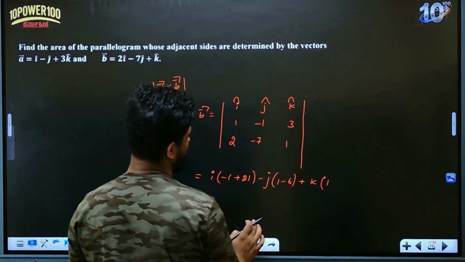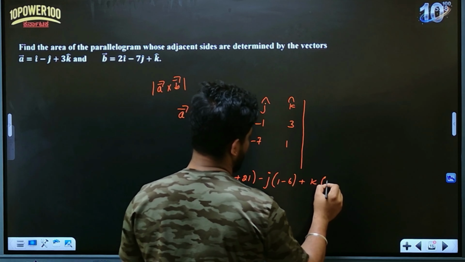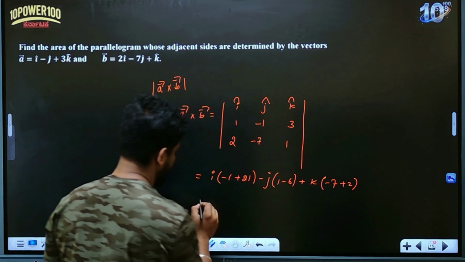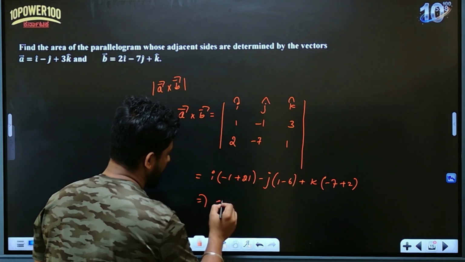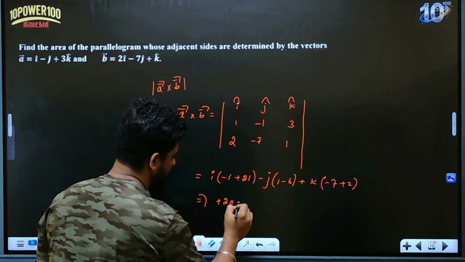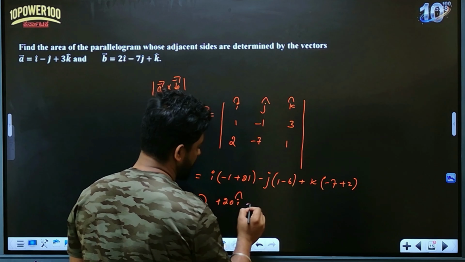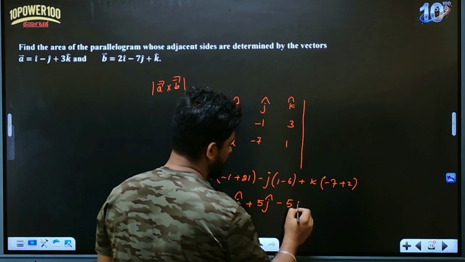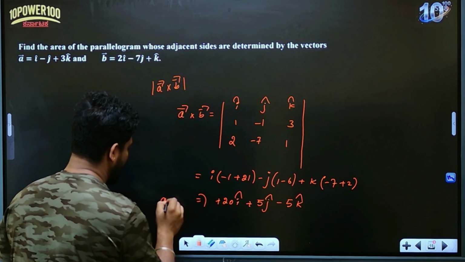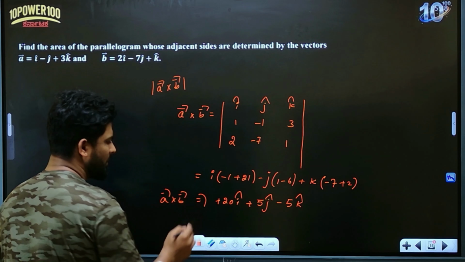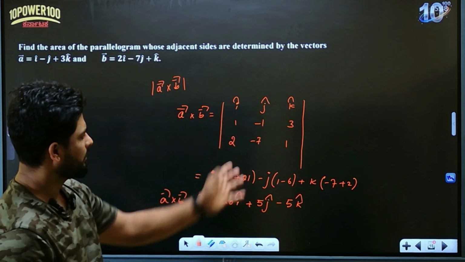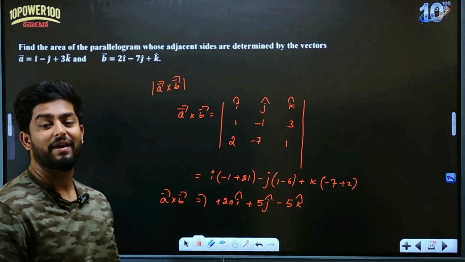I missed it. 1 into minus 7 is minus 7, 2 into this is plus 2. So we get minus plus 20 i cap, this is plus 5 j cap, this is minus 5k cap. So this is a cross b. So we have found the determinant of that particular matrix, of those vectors.